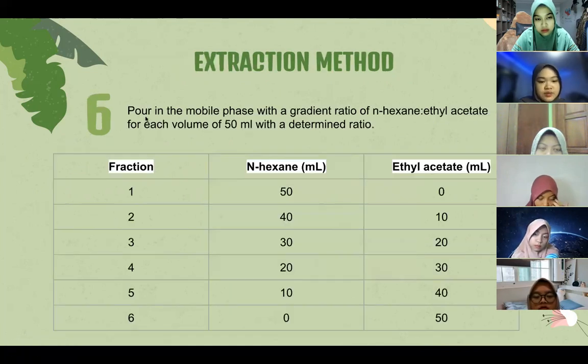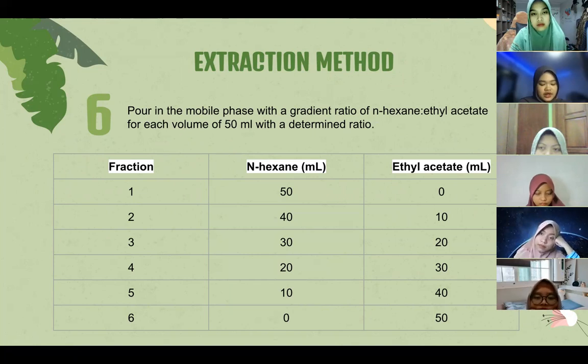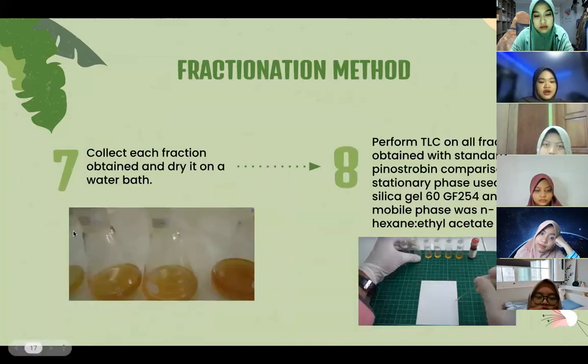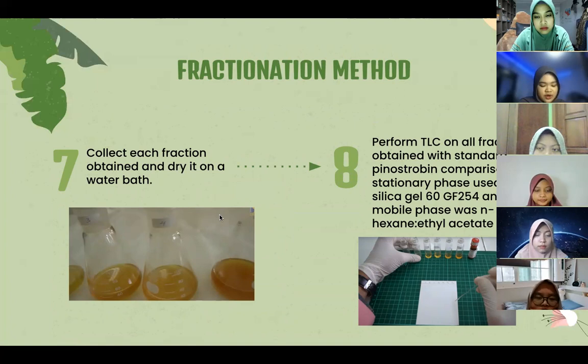The sixth step is to pour in the mobile phase with a gradient ratio of n-hexane with ethyl acetate, each volume of 50 milliliters with a determined ratio, as you can see from the column. Number 7, collect each fraction obtained and dry it on a water bath. And number 8, perform TLC on the fractions obtained with a standard pinostrobin for comparison.